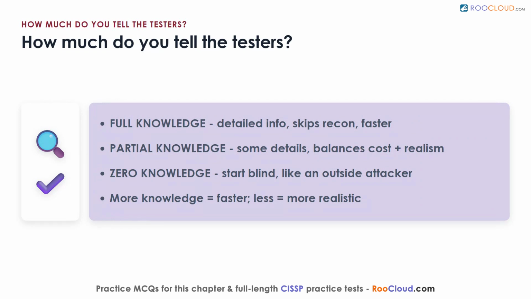In a full knowledge test, you hand over detailed information, which skips the reconnaissance and speeds things up. In a partial knowledge test, you share some details to balance realism against cost and time. In a zero knowledge test, the testers start blind, exactly like an outside attacker probing for a way in. More knowledge means faster and cheaper. Less knowledge means more realistic.